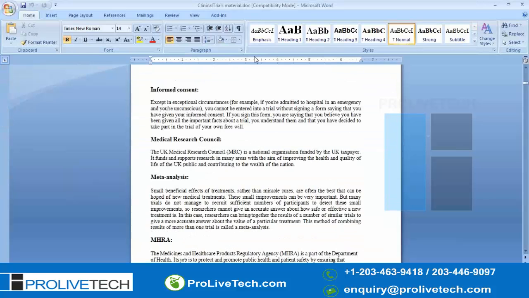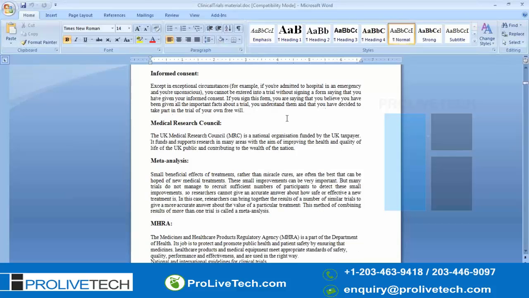Informed consent is a document where the subject gives his willingness to take part in the trial. If I am taking part in the trial, I have to sign a document giving my willingness, that too after listening to the complete advantages and disadvantages of the trial. Because all trials may not give a positive result, sometimes it may be negative. So the subject has to participate in the trial voluntarily, and that information is maintained in the informed consent.